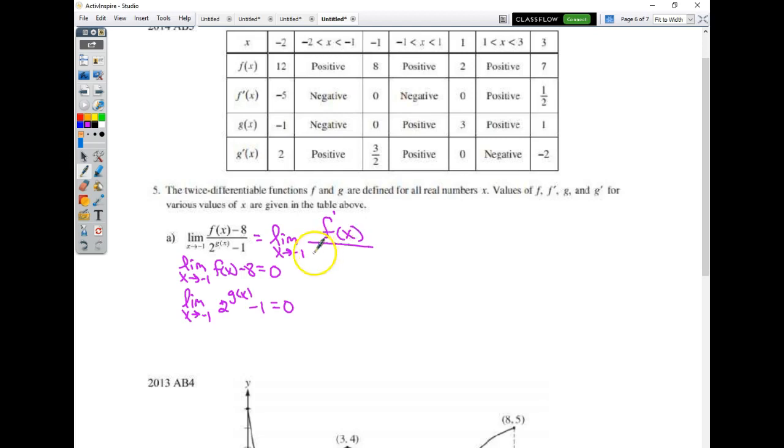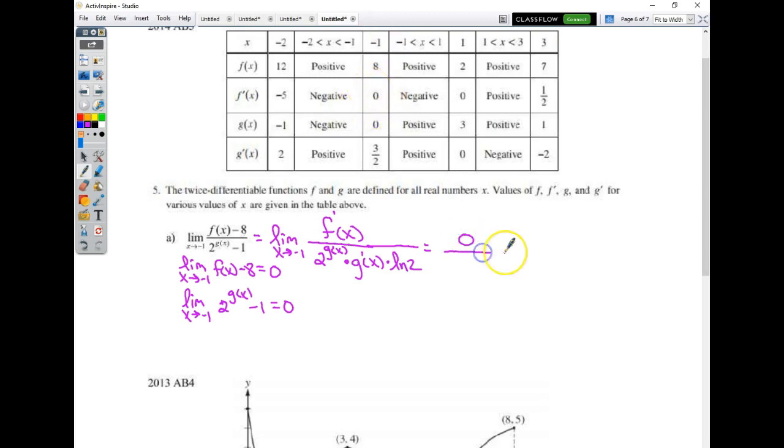So I take a look at this. This becomes 2 to the g of x. The derivative of 2 to the g of x is 2 to the g of x times the chain rule times the natural log of 2. Holy moly. Okay, let's do this. All right. So the limit as x approaches negative 1 of f prime of x is 0.